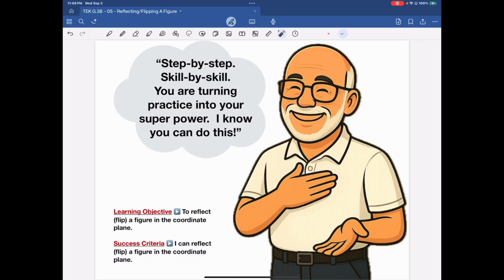You learn best by breaking complex concepts down into smaller, more manageable skills. And that's exactly what we did here today. You are turning your practice into your superpower. Now, you know I believe in you, and I know that you can do this. You are working your way to success, learning one skill at a time. I want you to have a great day, and thanks for working with me.